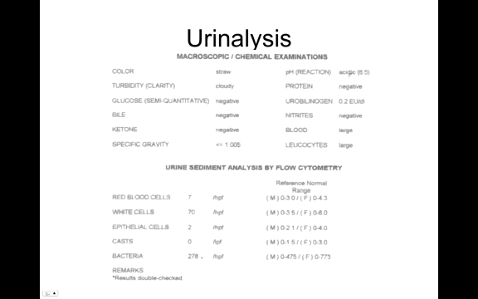pH is acidic, which is normal. It's supposed to be slightly acidic. Negative protein. There's some urobilinogen. Nitrites are negative. The blood is large, and the leukocytes are large. Nitrites is another chemical test for leukocytes, but they did another chemical test which shows it's increased.